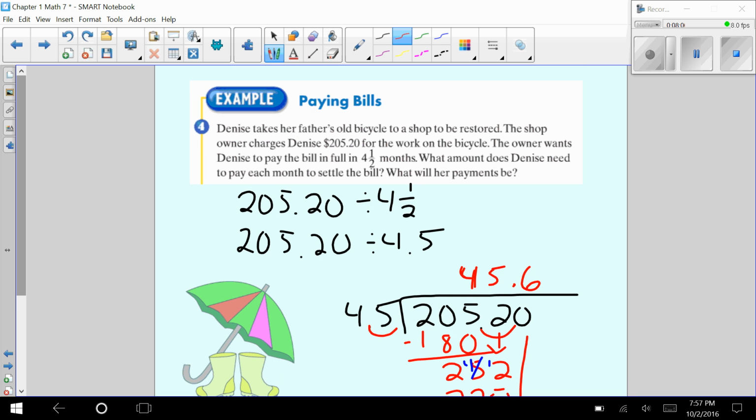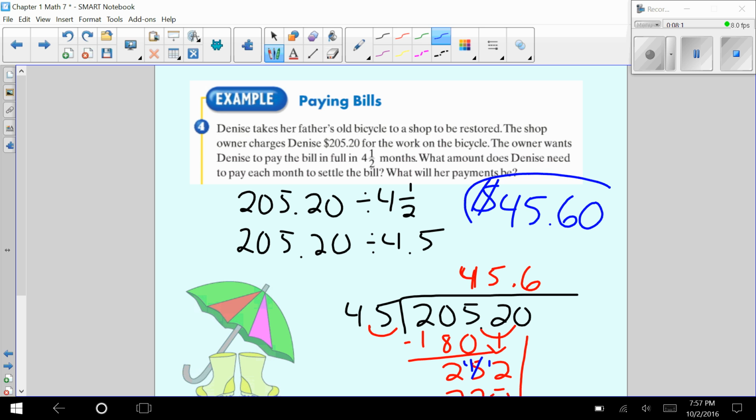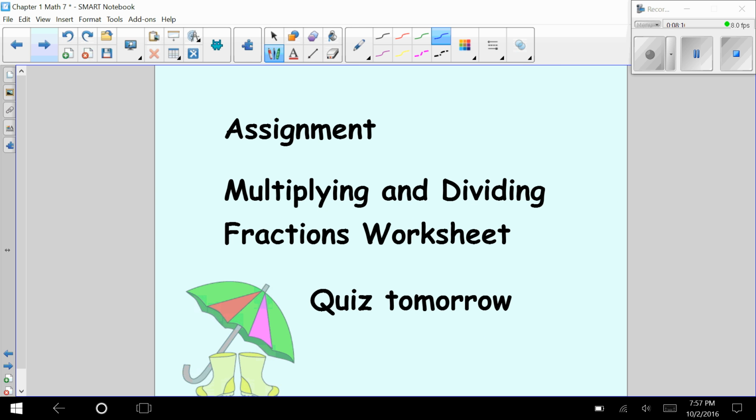But I need to use that answer to actually answer my problem. What amount does Denise pay each month? She is going to pay $45.60. There's our final answer. Your assignment is the multiplying and dividing fractions worksheet, and you will have a fractions quiz following this lesson.